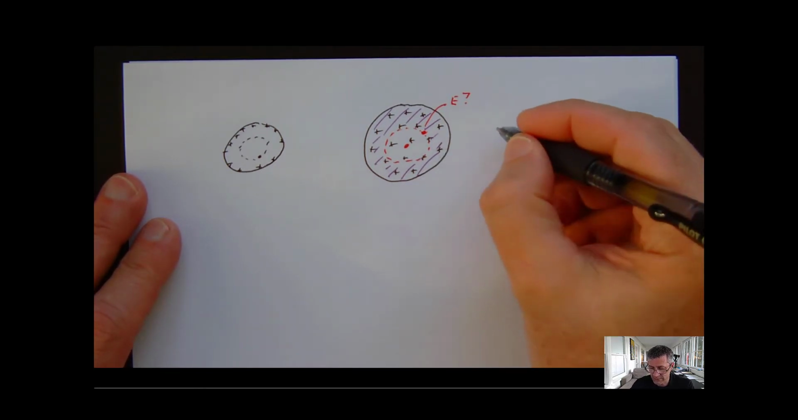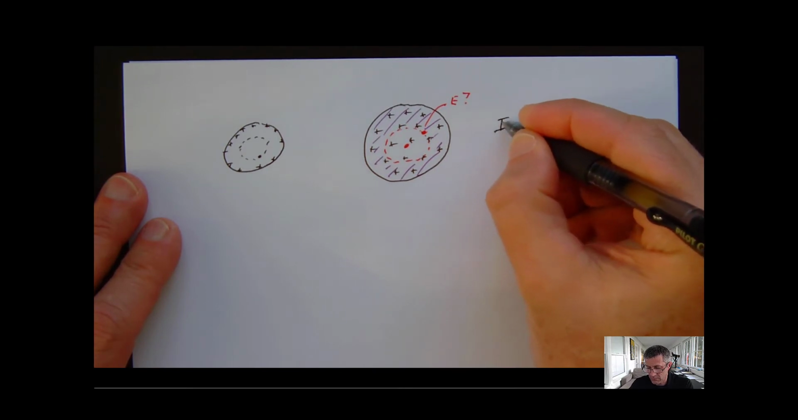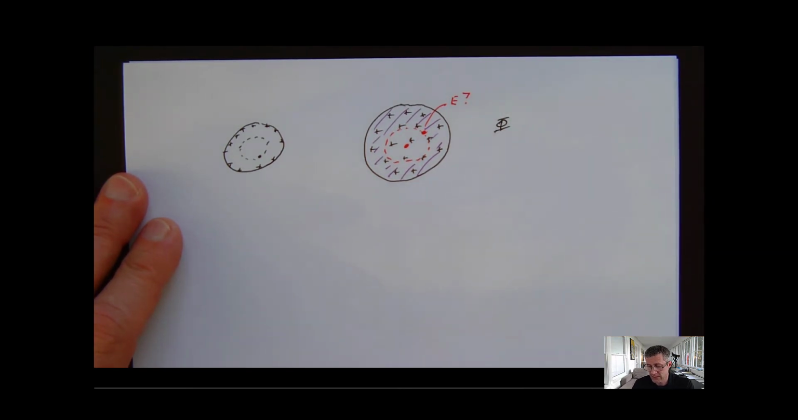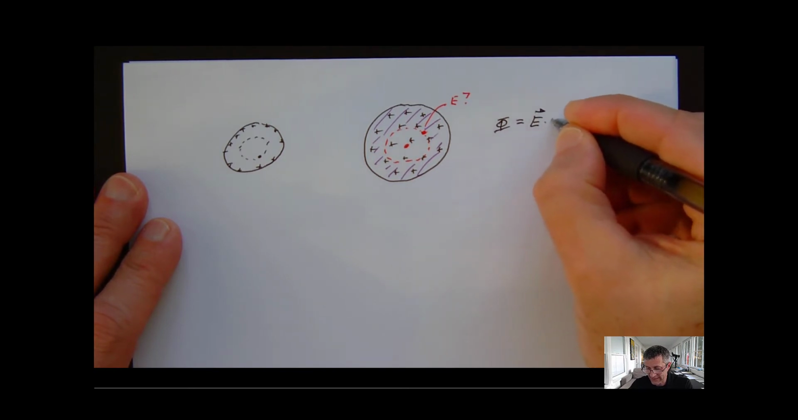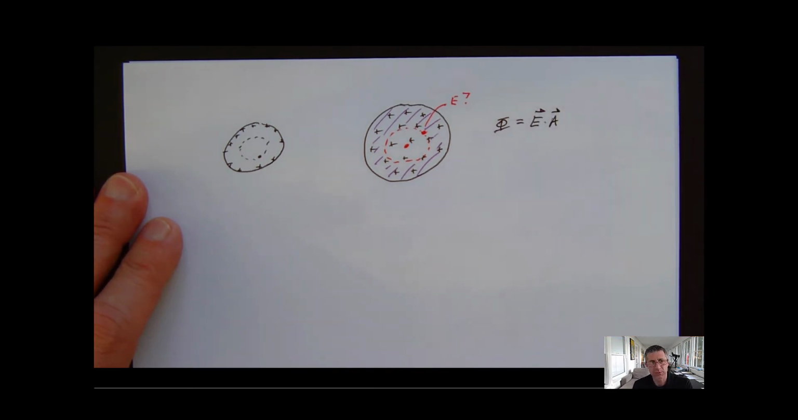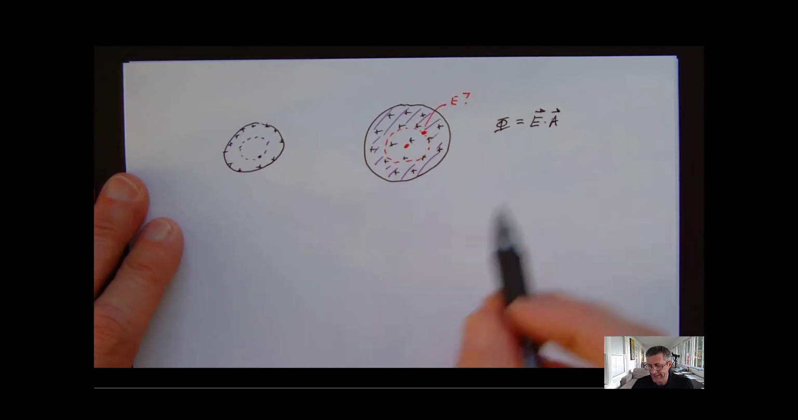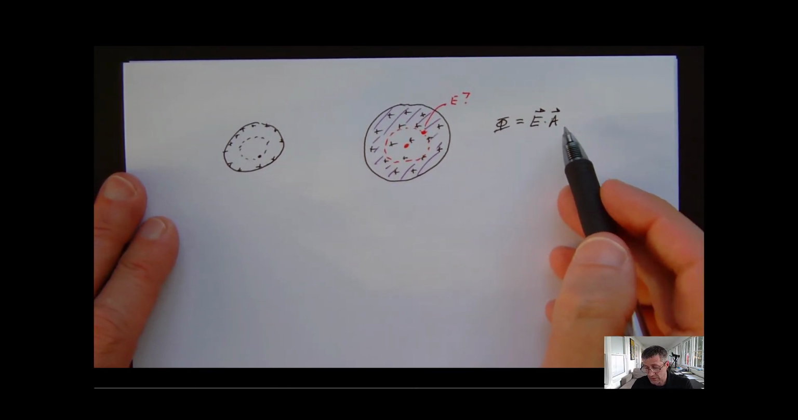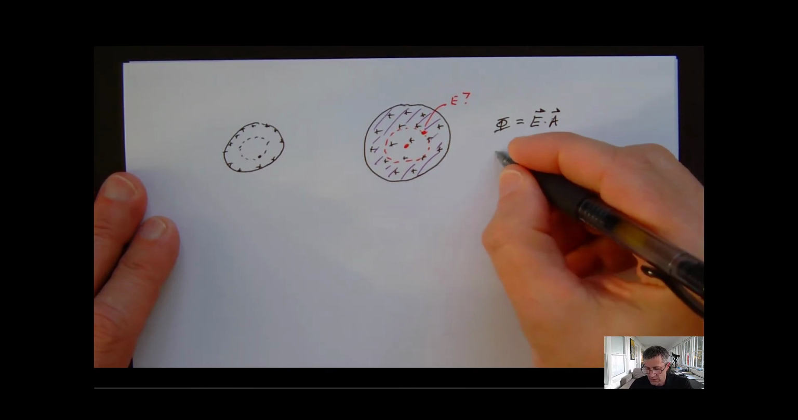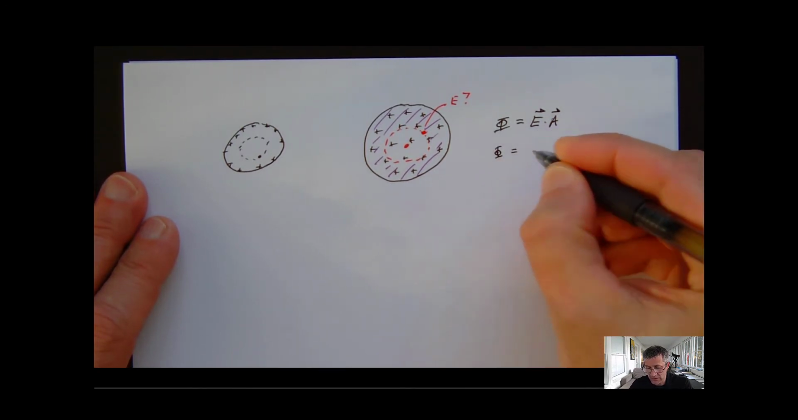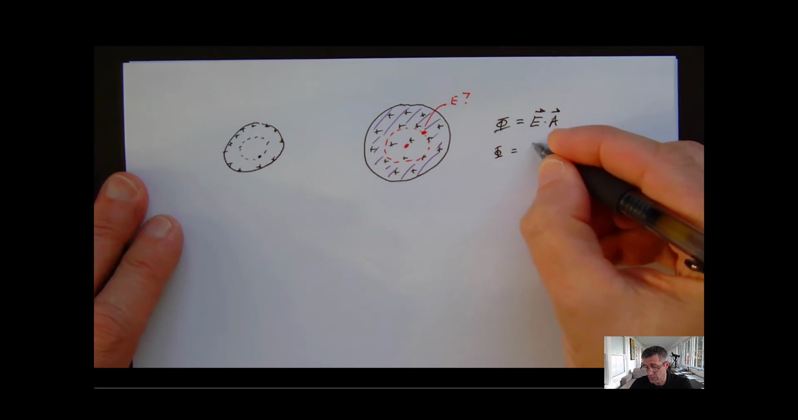Remember, Gauss's law tells me, well, I'm working with flux, so I have two ways of calculating flux. One is E dot A. So I take the dot product of my two vectors, and I can get the total amount of flux that's there. So what I'll try to do is combine that with Gauss's law, which says the total amount of flux is going to be equal to the charge that's enclosed divided by some constant, epsilon naught.